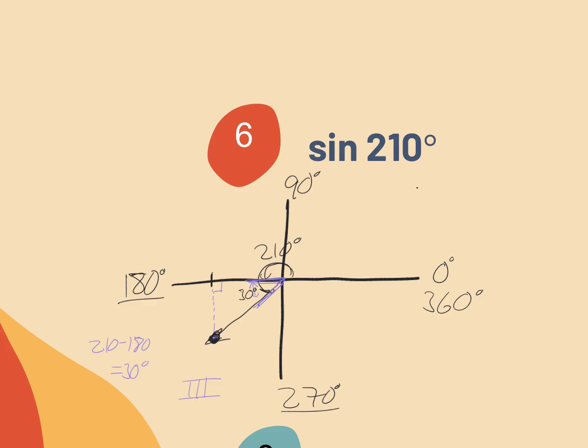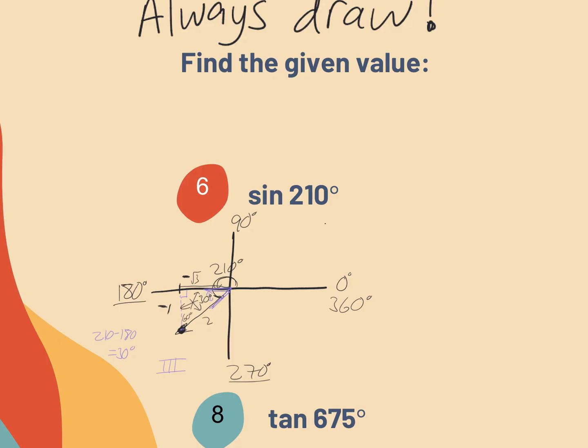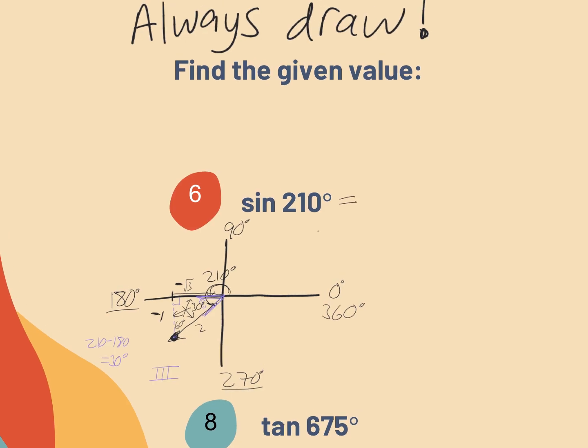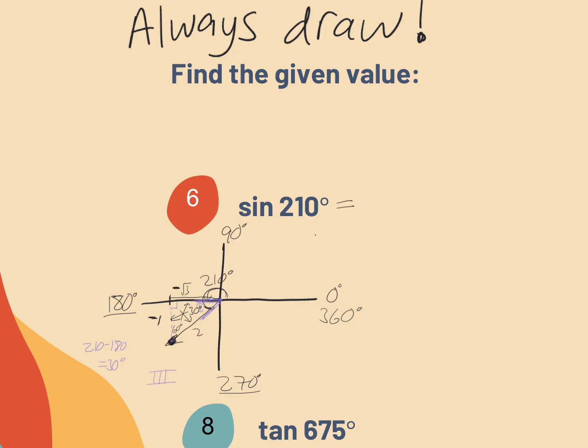Once again, opposite of the 30 degrees, I'm just going to call that 1. My hypotenuse, I'm going to call that 2. And then this measurement right here, across from the 60, would be the square root of 3. Notice that this is in a coordinate plane, so these both have to be negative. So negative square root of 3 and negative 1. So sine of 210 is going to be opposite over hypotenuse, which is negative 1 over 2.